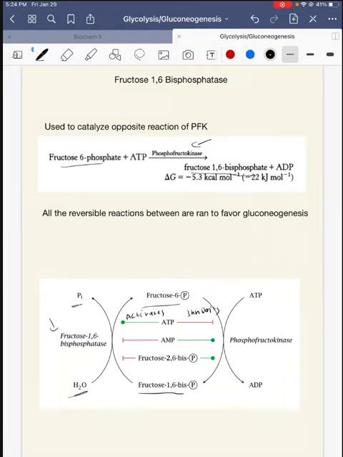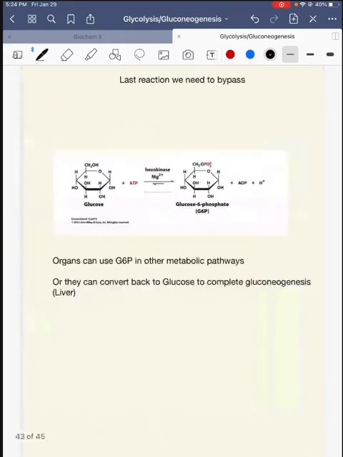And all other reactions between PEP and fructose 1,6-bisphosphate are all run the same way, because they're all reversible, so they're just run backwards. The one thing I talked about is we have to make sure that GAPDH gets NADH in the cytosol to be able to run backwards. Okay. So this is the last reaction we need to bypass, which goes from glucose to glucose 6-phosphate.